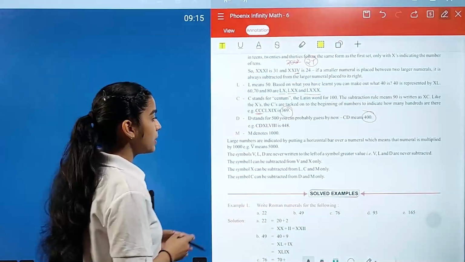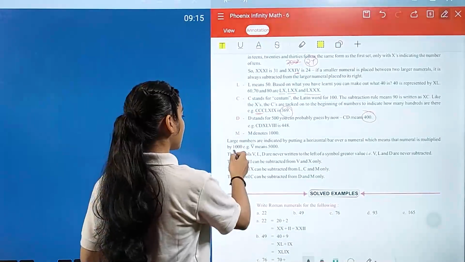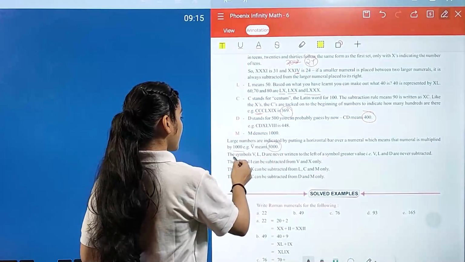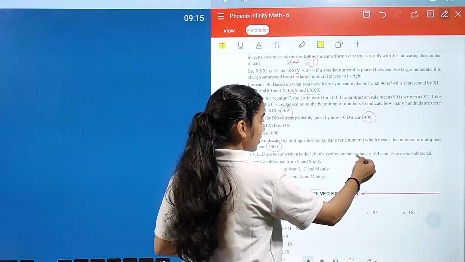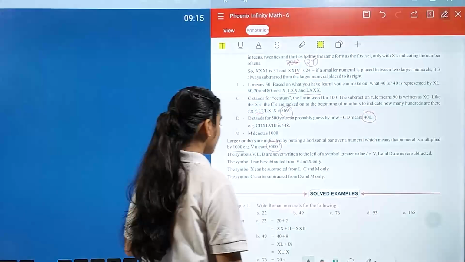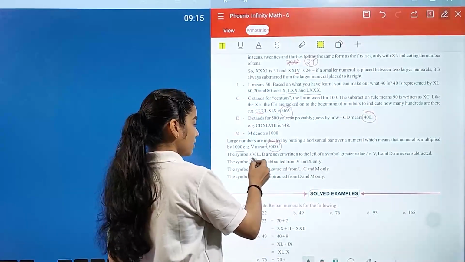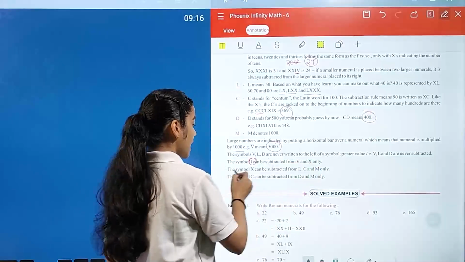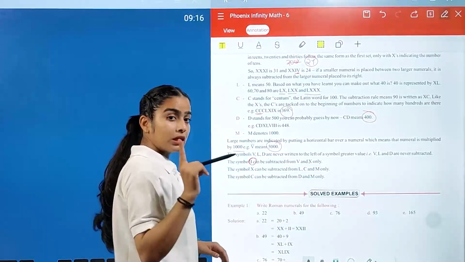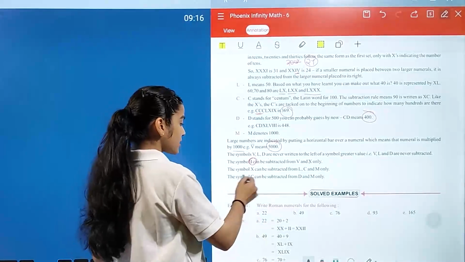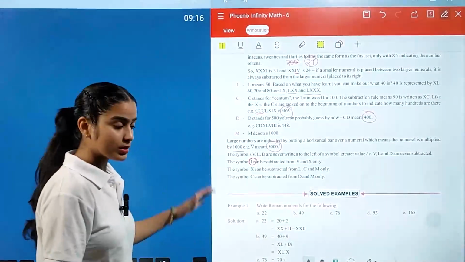Large numbers are indicated by putting a horizontal bar over a numeral, which means that numeral is multiplied by 1000. V with a bar means 5000. The symbols V, L, D are never written to the left of a symbol of greater value. V, L, D are never subtracted. The symbol I can be subtracted from V and X only. The symbol X can be subtracted from L, C, M only, not D. The symbol C can be subtracted from D and M only. I hope these rules are clear to you.